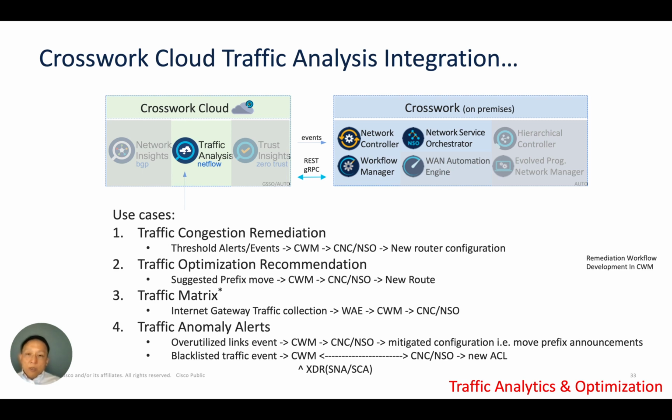A certain threshold is reached, the events happen, and with Crosswork Workflow Manager you put in some logic like the router automation kit, or just design your own, and send it out. Then the results and the action, the SOP, get sent over to CNC/NSO, and you have a new router configuration to remove the congestion. For example, one of the interfaces is running hot, and one of the prefixes is carrying the bulk of that hot traffic. If you re-announce that prefix on a different router, the router's not going to run that hot anymore.